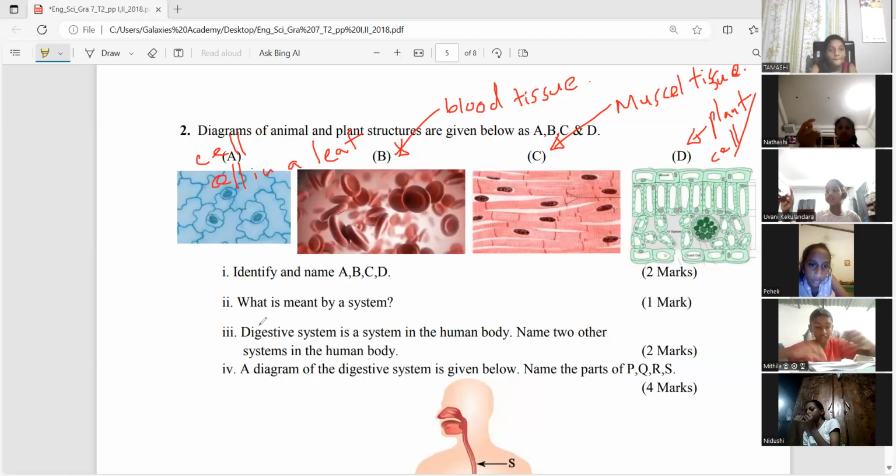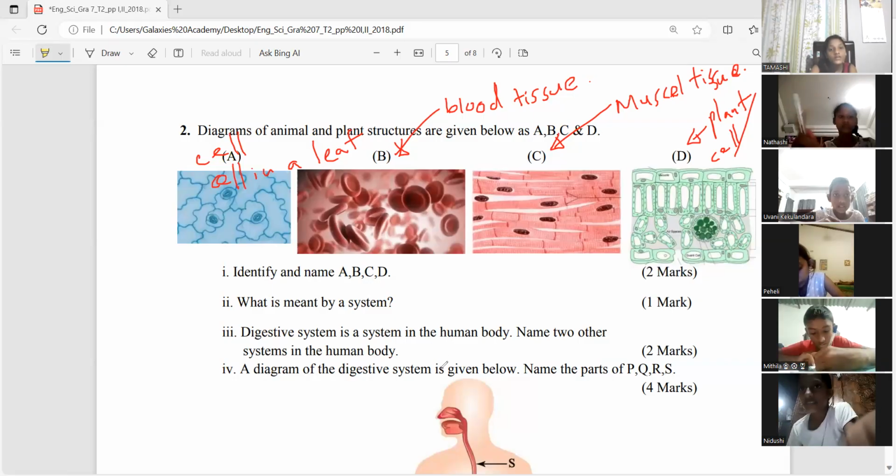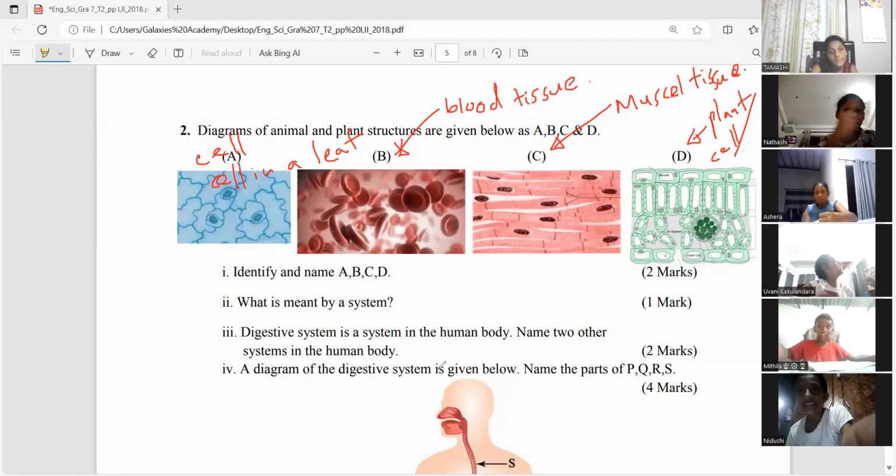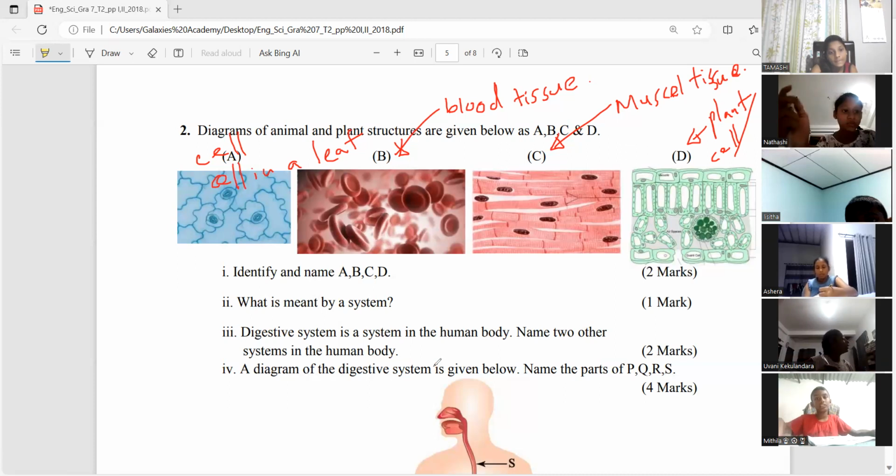Right. Second part, do you remember what is meant by a system? How can you explain a system? A collection of tissues, a collection of organs, no? Right, a collection of organs.